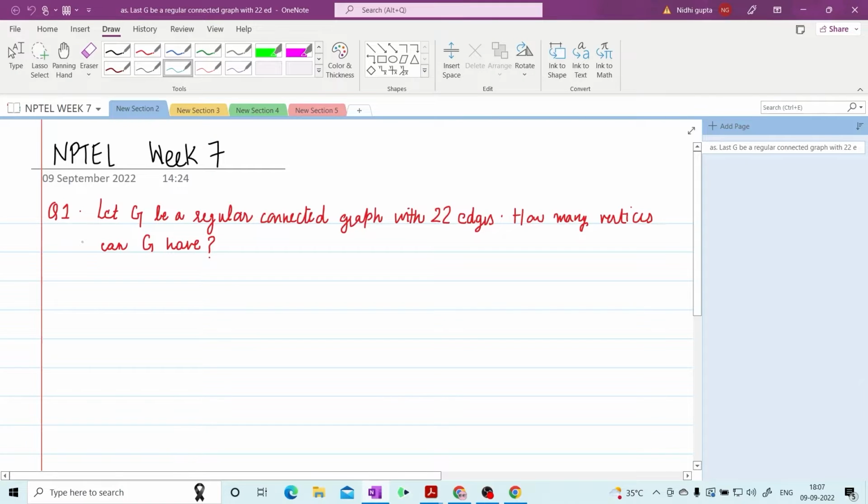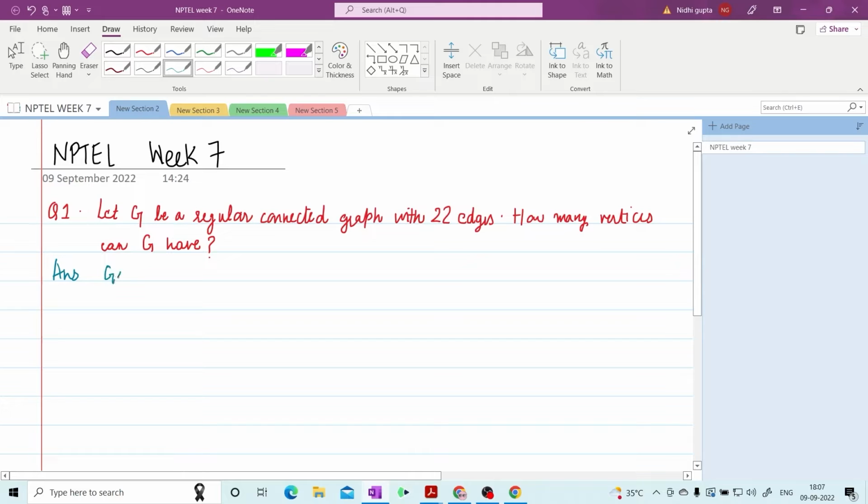Let's begin. Our first problem says that we are given a regular connected graph G with 22 edges, and we have to find the possibilities of the number of vertices. So first of all, let's recall.